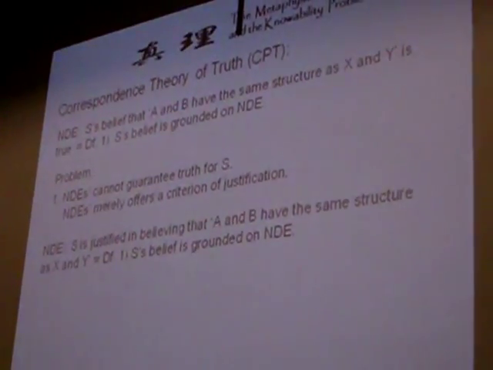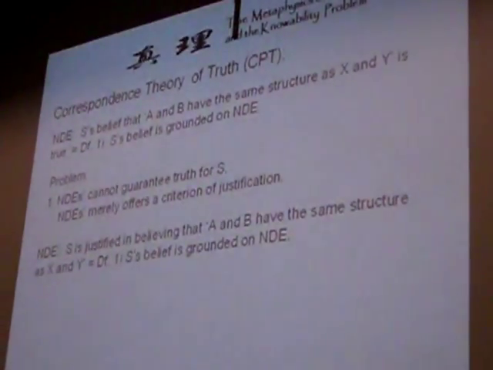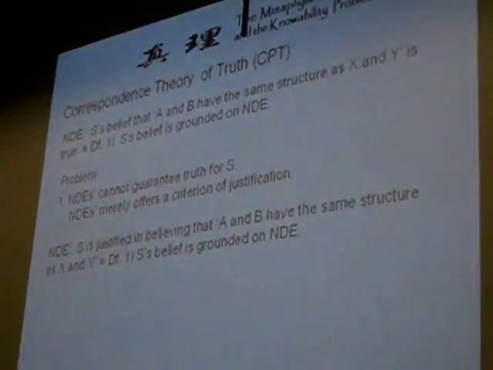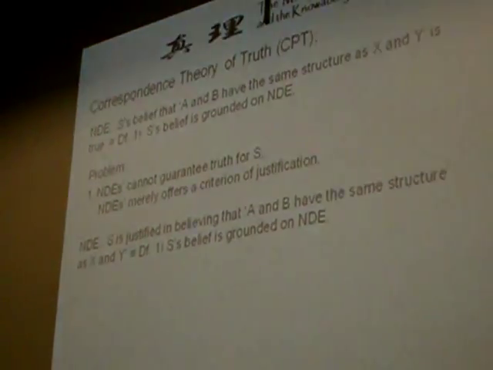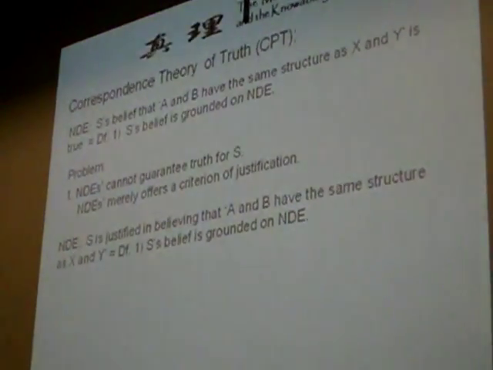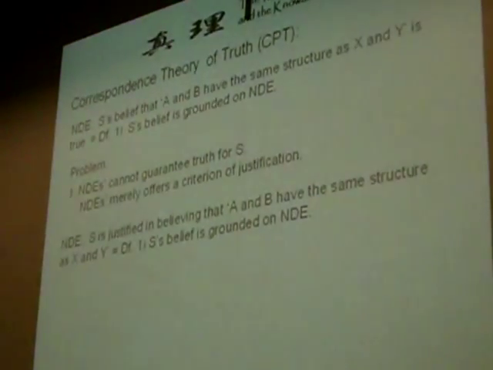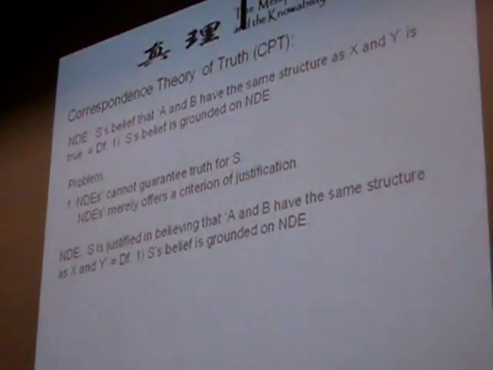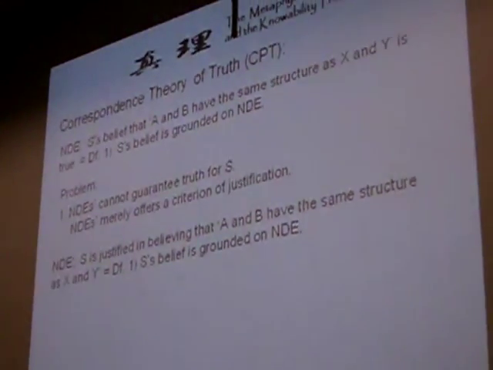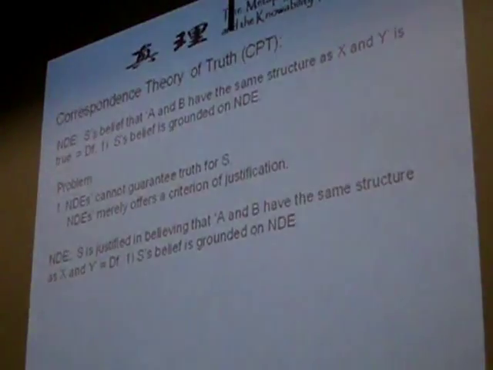The formulation of which, if you consider it as a criterion of justification, is this: S is justified in believing that A and B have the same structure as X and Y. Definition: S's belief is grounded on NDE. If you experience pain, then you are justified in believing that you are experiencing pain. However, that does not necessarily make it true. There's a difference between justification and truth.